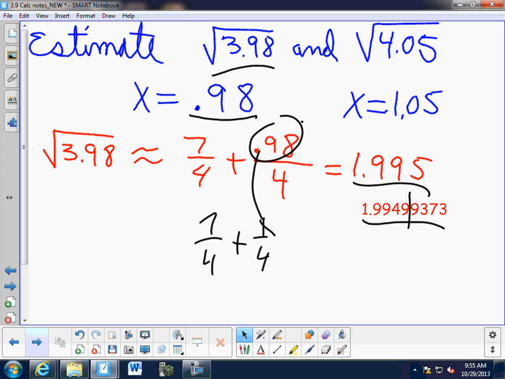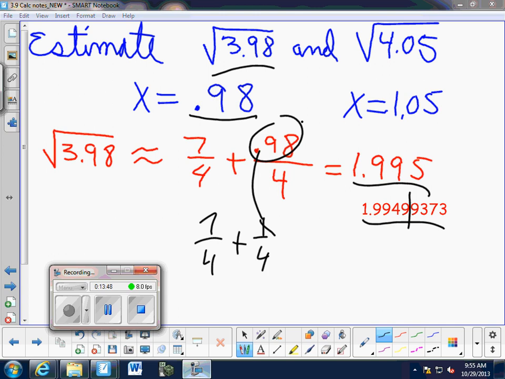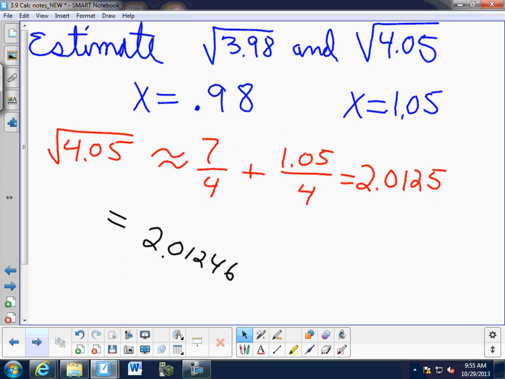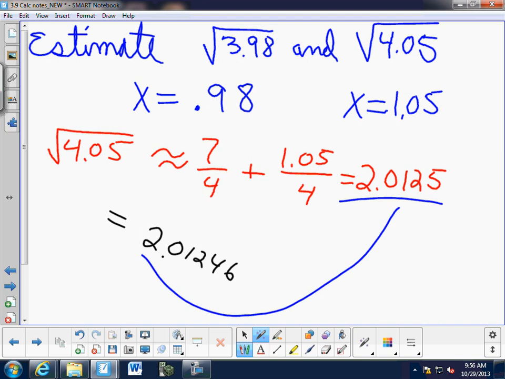And then I did the same thing with the other one. Now, since x was 1.05, plug the 1.05 in, do this arithmetic, come up with this answer, the actual answer being this guy. Those are pretty daggone close to each other. I mean, down to tens, hundreds, thousands, within a 10,000th of the right answer.